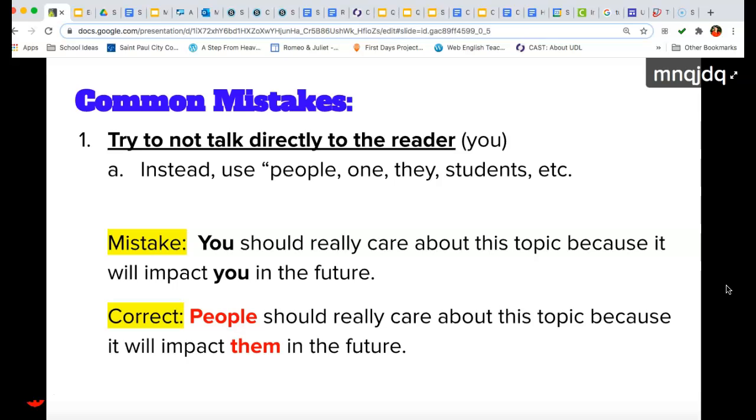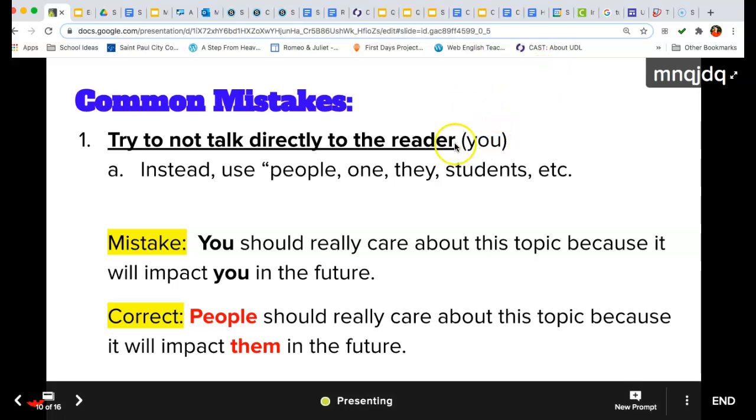Okay, so the first common mistake that I saw was that a lot of you use the word you. In formal writing, we try as much as possible never to talk directly to the reader, so that means that we should always try to not use the word you. It's a very easy fix.